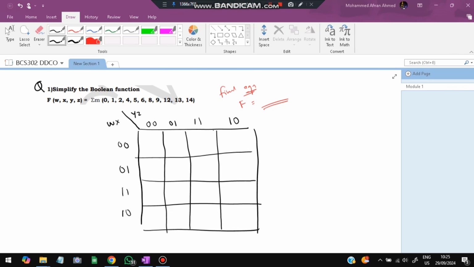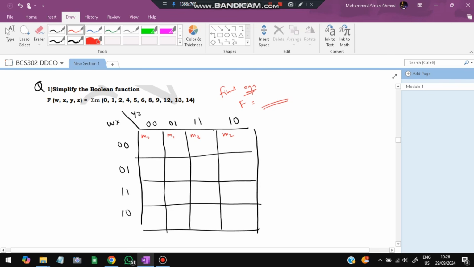After that you will be writing the terms here. Let me explain how you will be writing the m values. The m values should be written as follows. Here you will be writing m0, m1, and here you will be writing m2. Because of gray code it will differ a bit. Now observe why I'm writing it as m2 here.